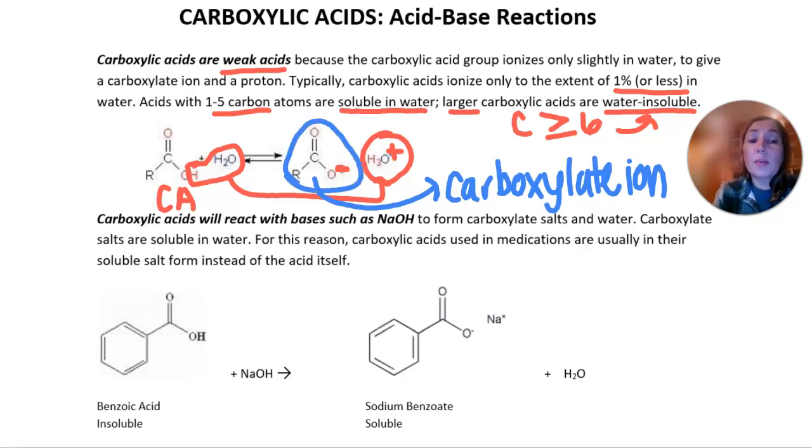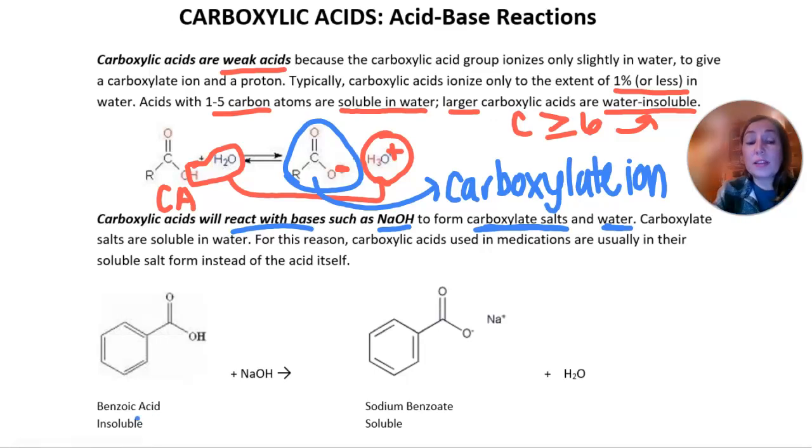Carboxylic acids will react with bases such as NaOH to form a carboxylate salt and water. Carboxylate salts are soluble in water. For this reason, carboxylic acids used in medication are usually in their soluble salt form instead of the acid itself. This next part is important because this is how medications are made to be water soluble, so they can be in a pill that you can take, and then they can be soluble in your bloodstream eventually as well.